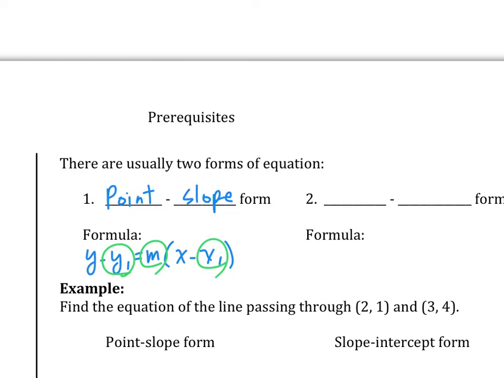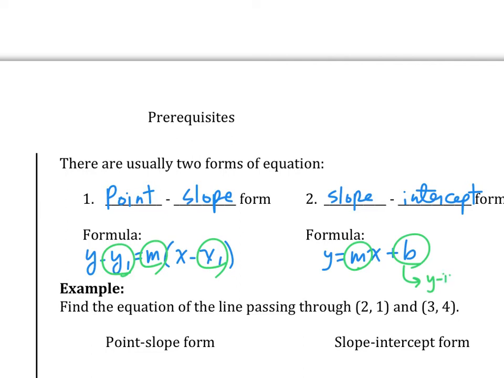The second form that we use a lot is called the slope-intercept form, because there is the slope and the intercept. Now the question is, what intercept is it? So slope is this one, intercept is this one. What kind of intercept is this? This is the y-intercept.